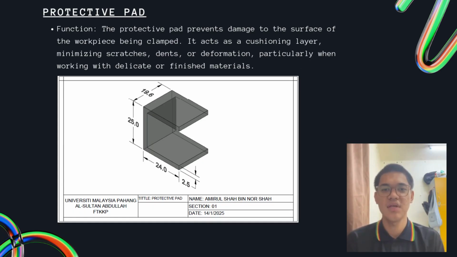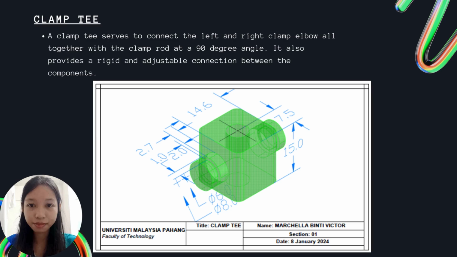The function of the positive pad is to prevent damage to the surface of the workpiece being clamped. It acts as a cushioning layer, minimizing scratches, dents, or deformation, particularly when working with delicate or finished materials.